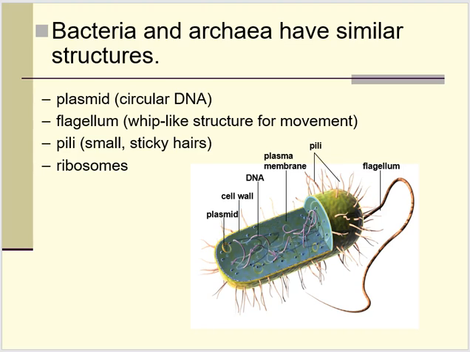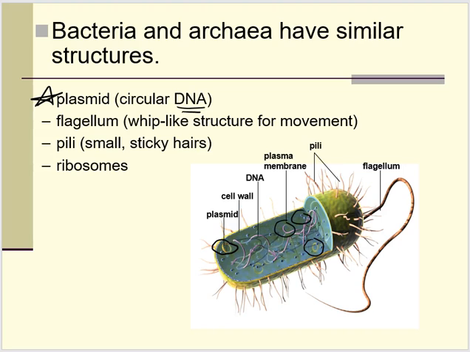Similar structure. This is a big word. Either star it, highlight it, whatever, in your notes. A plasmid. Plasmid is their DNA, but it's circular DNA. What does our DNA look like? Two strands twisted up together. Do the ends connect? No. For bacteria, it's one single loop, one single circle of DNA. All right, we call that a plasmid.